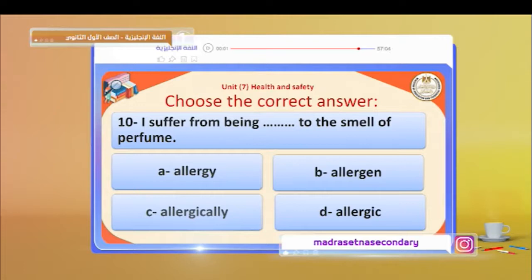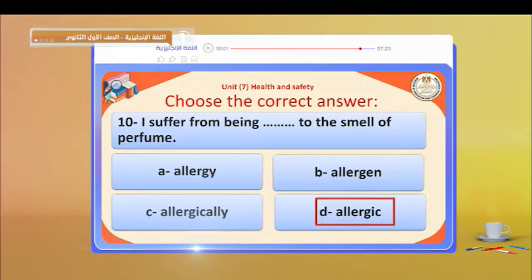Question number 10. I suffer from being to the smell of perfume. Again, here we want the adjective. It means I am sensitive to the smell of perfume. It means when I smell perfume, I have sensitivity in my skin. So I suffer from being allergic. Again, we have the word allergic, which means sensitive to some kind of smell.